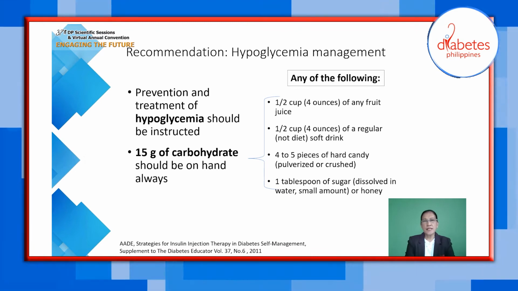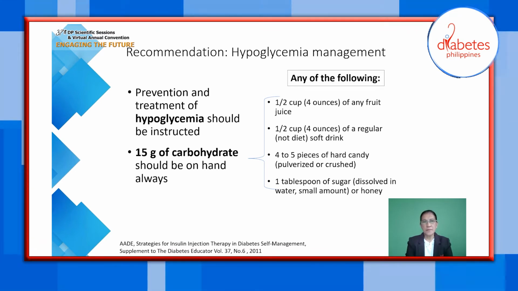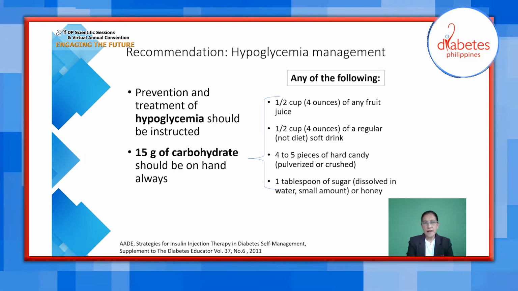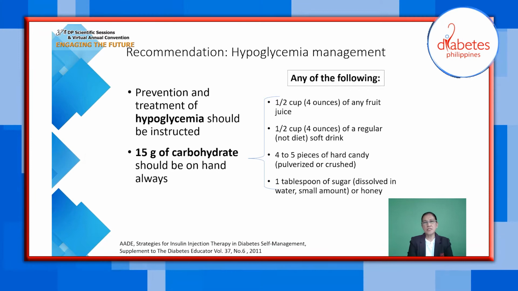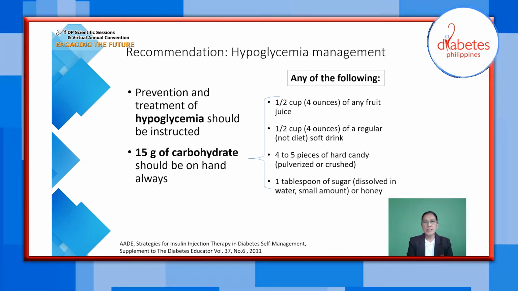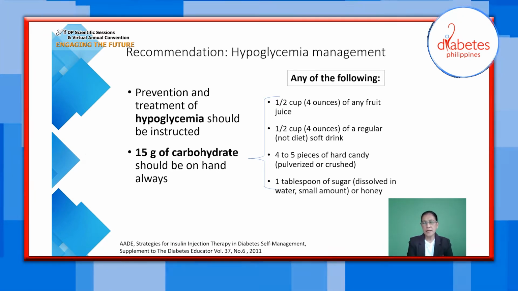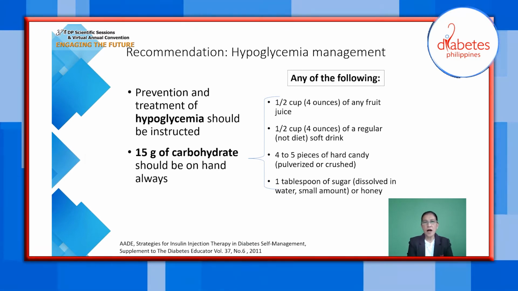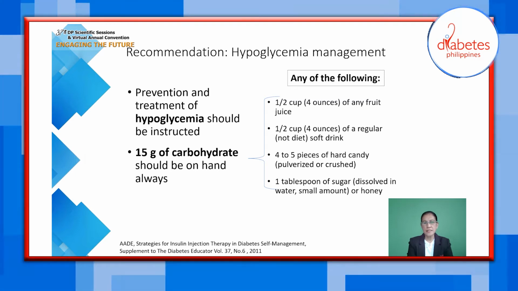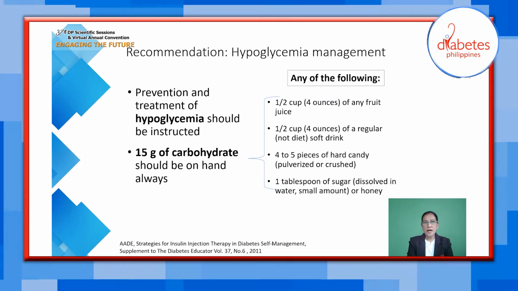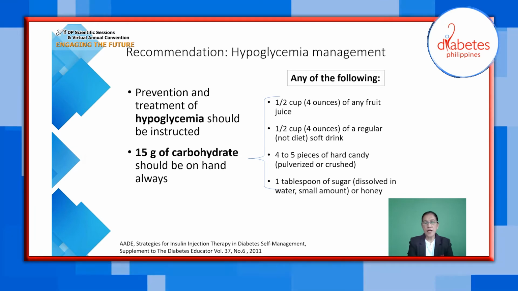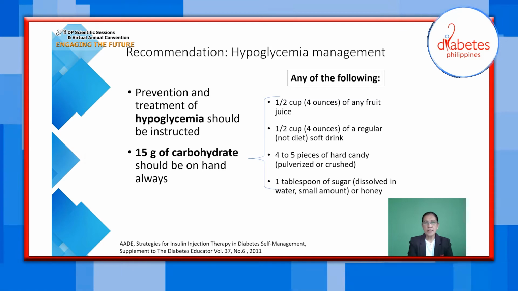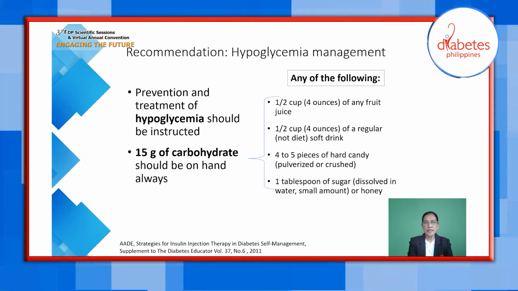One of the side effects of insulin therapy is hypoglycemia. All of us healthcare professionals should teach our patients the signs and symptoms of hypoglycemia and the causes of hypoglycemia, and we have to teach them how to address this hypoglycemia at home. There are some examples of 15 grams of carbohydrates that could be taken when the patient is experiencing hypoglycemia.